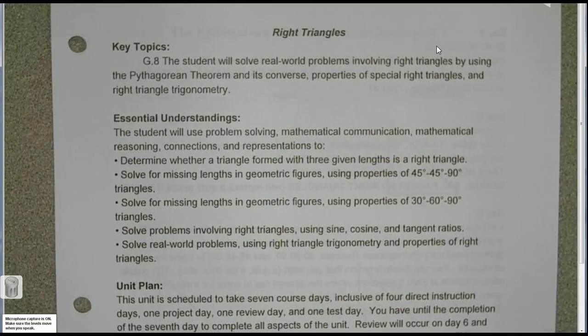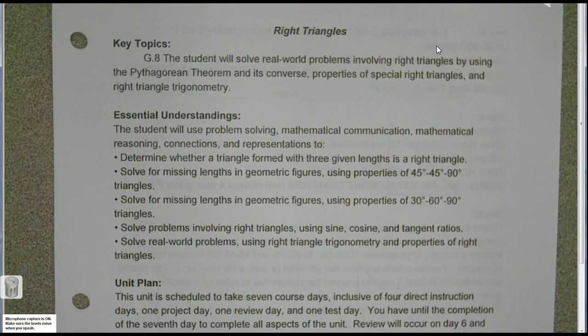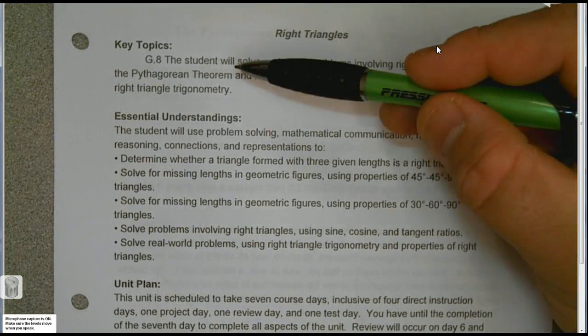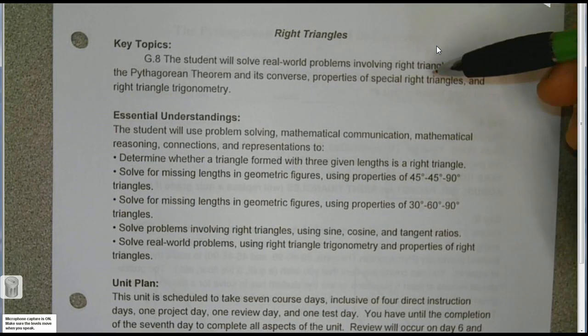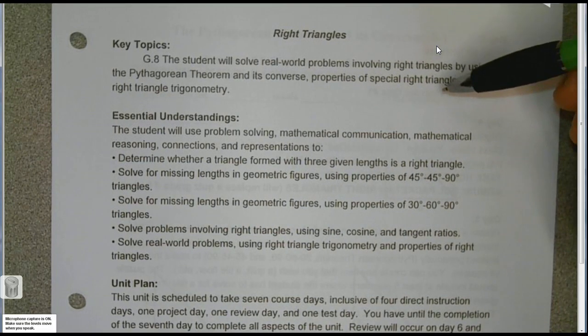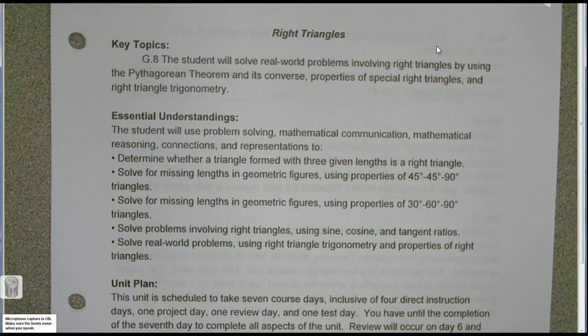Alright, so we're in geometry, in the right triangle unit. You can see here at Algebra Geometry SOL G.8, the student will solve real world problems involving right triangles by using the Pythagorean Theorem and its converse, properties of special right triangles, and right triangle trigonometry. So today we're going to start with the Pythagorean Theorem and its converse.